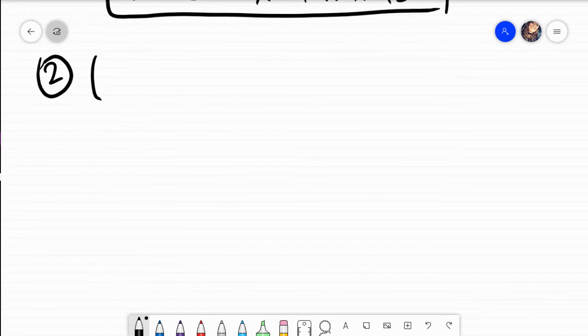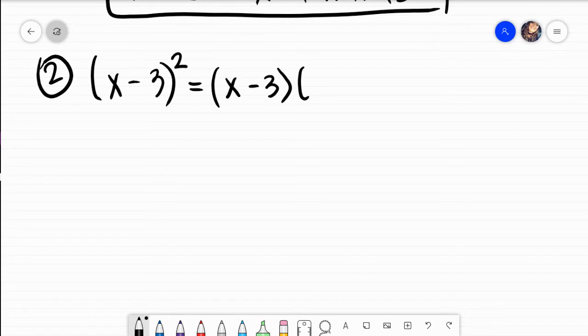We have in parentheses x minus 3 being squared. I know for a fact this is not x squared minus 9 or x squared plus 9. You can't do that. Actually do the work. Write it out. It was condensed.